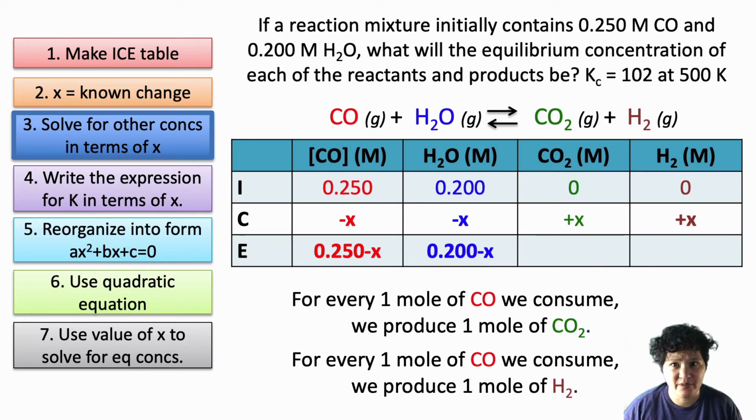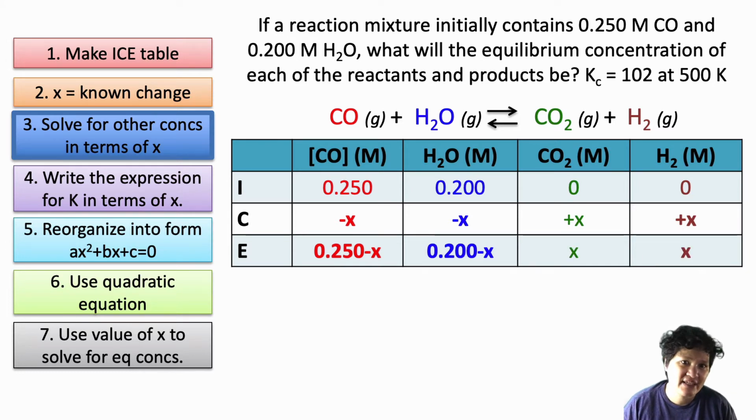Hydrogen gas works pretty much the same. For every 1 mole of CO we consume, we produce 1 mole of hydrogen gas. We've consumed x moles of carbon monoxide, therefore we're going to produce x moles of hydrogen gas, and so we'll have x moles at equilibrium.